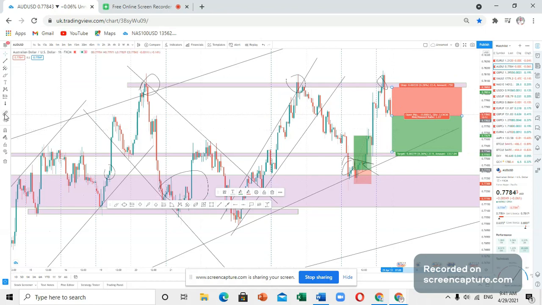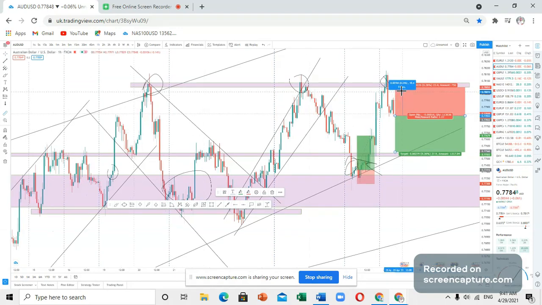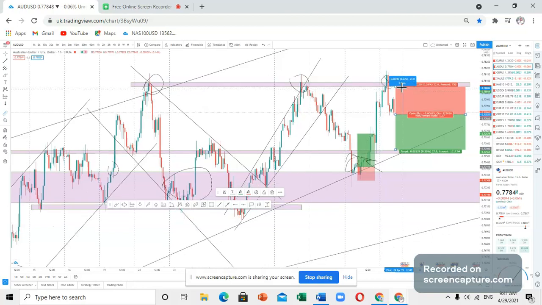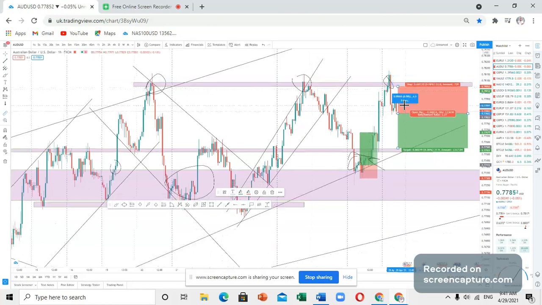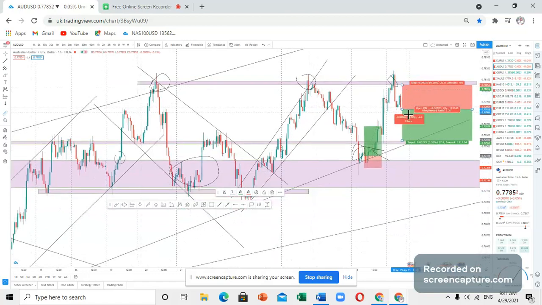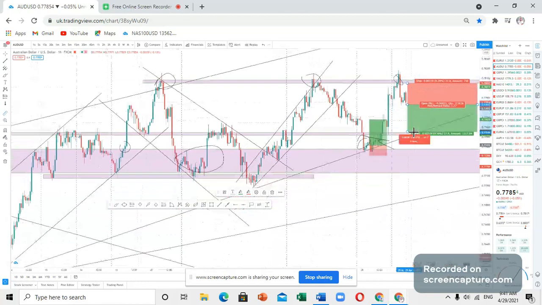So let me take my ruler so that you can see. You can see that you can be risking how much? That is around $2 for those who are using a lot size of 0.01, so you can be risking $2 to get a reward of $3. Okay, I'm not going to get into that trade.